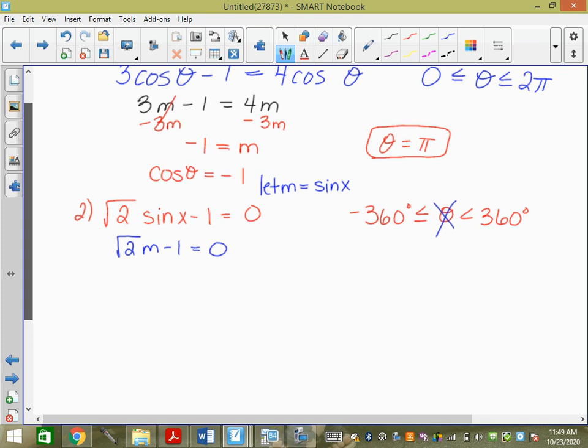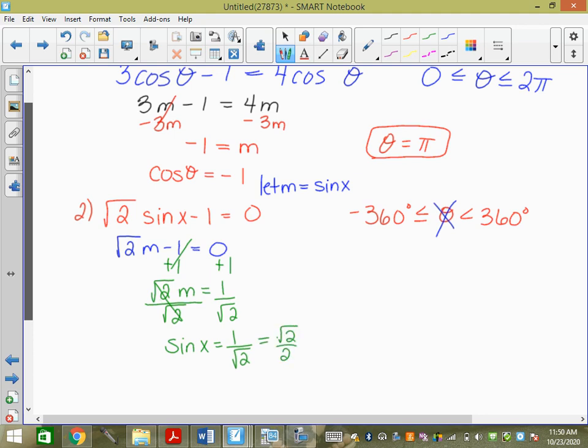So what do we have to do? Add 1. Square root 2 m equals 1, so m equals a half... I'm going to divide by root 2. And then I need to bring my sine x back. Is 1 over root 2 on the unit circle? It actually is. 1 over root 2 is the unrationalized form of root 2 over 2. So this is actually equal to root 2 over 2. So it is on the unit circle.